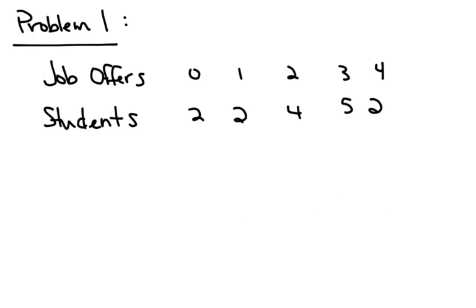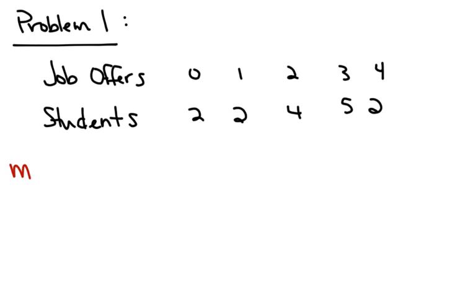In problem 1, this frequency table shows the number of job offers received by each student within 2 months of graduating with a mathematics degree from a small college. What are the mean, median, and mode of the job offers per student? So, one of the things you have to look at is the fact that 2 students were offered 0 job offers. 2 students got 1 job offer. 4 students got 2 job offers. 5 students got 3 job offers, and 2 students got 4 job offers.